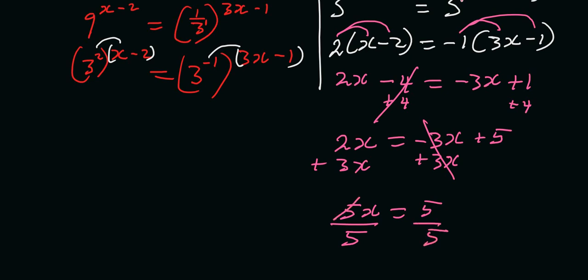So 5 is going to cancel out 5 from here, and 5 divided by 5 is 1, and 1 over 1 is 1. Therefore, x is equal to 1. So this is the final answer to this question. All right, so let's move on to the next one.